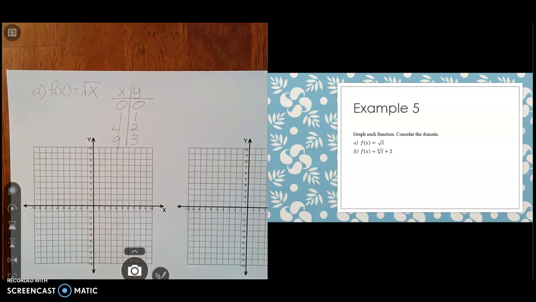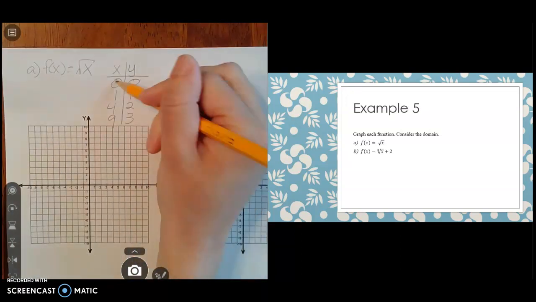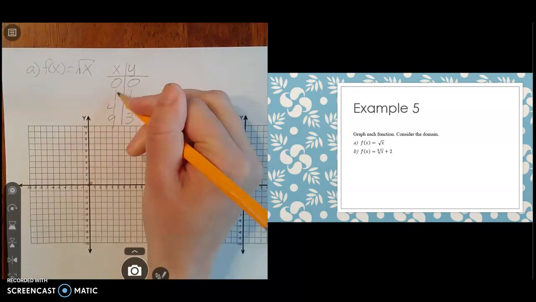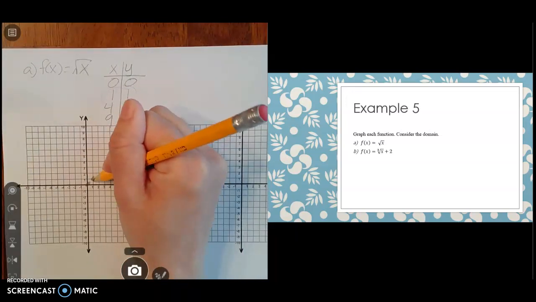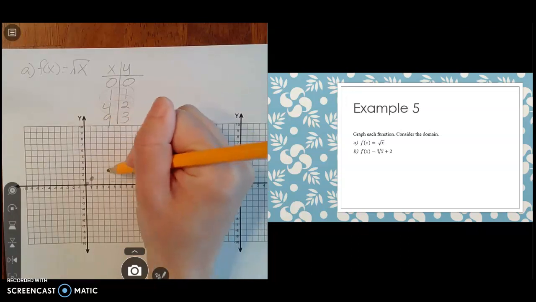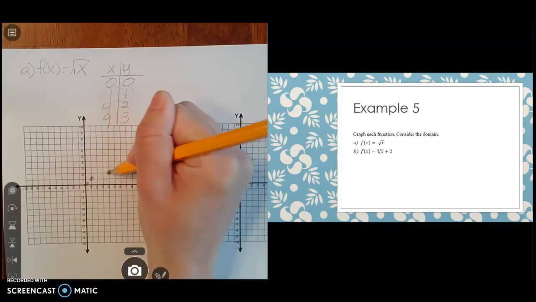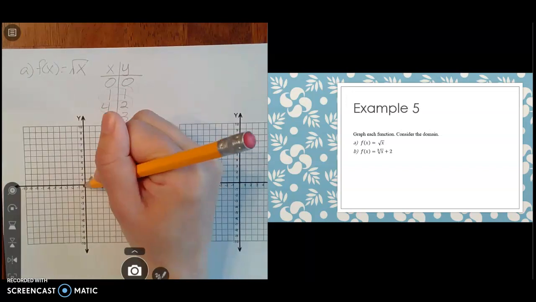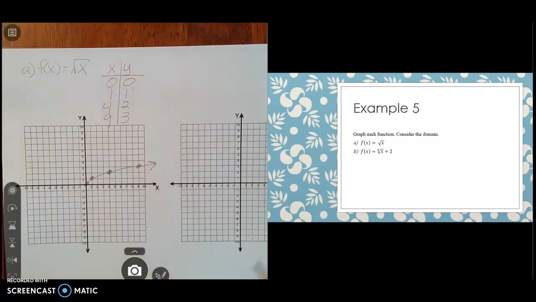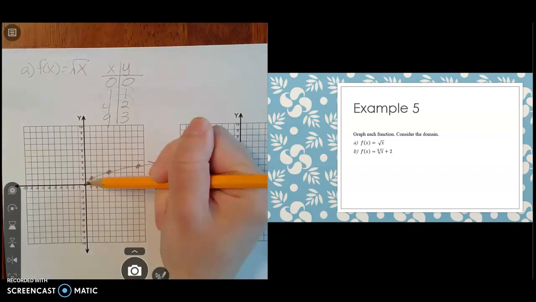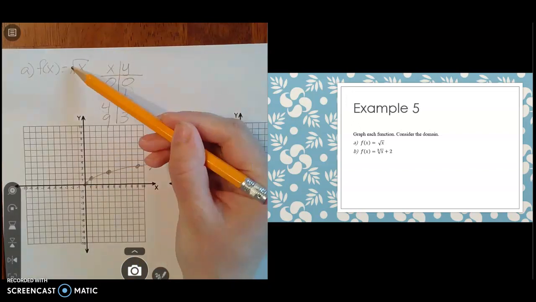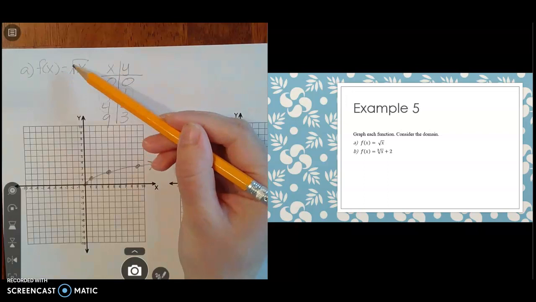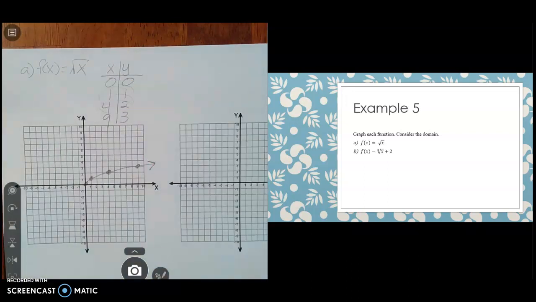So now I've got some nice points that I can graph. So I have the point 0, 0. I've got the point 1, 1. I have the point 4, 2. And I have the point 9, 3. And we're just going to connect the dots, and it's going to continue this way. I'm going to put an arrow because it'll continue going to the right and a little bit up. You'll notice that there is not going to be a bottom half here because it's just the positive square root, not plus or minus. Okay? And that's what our graph looks like.